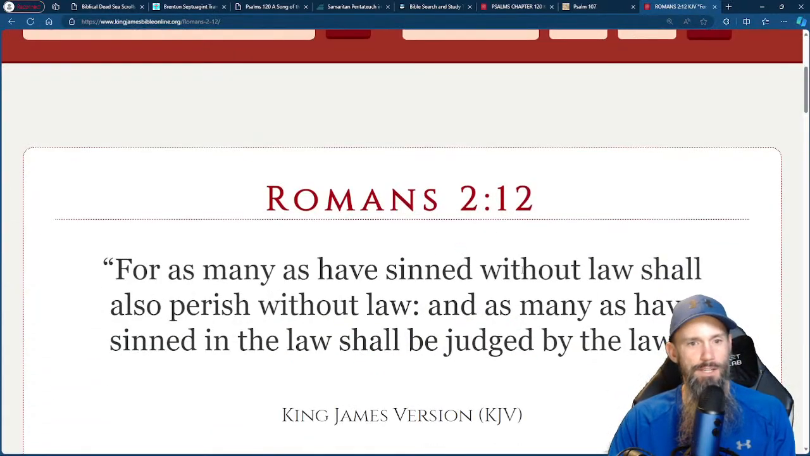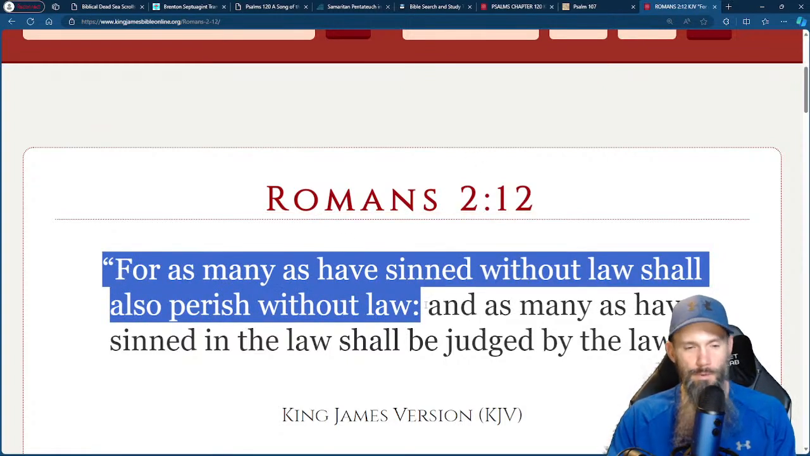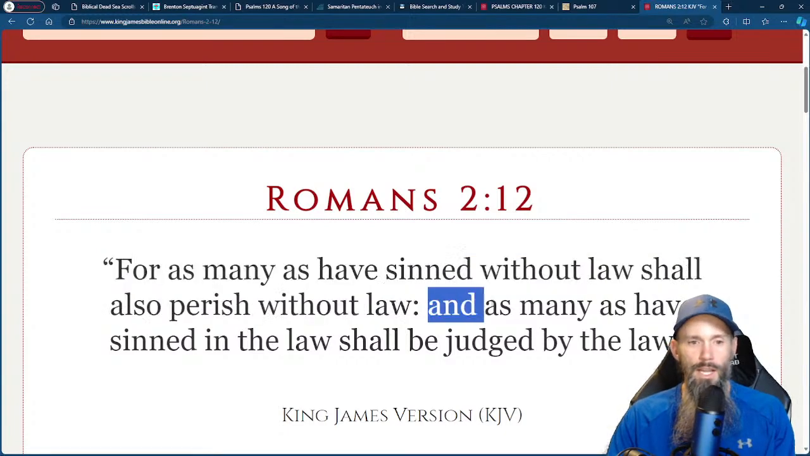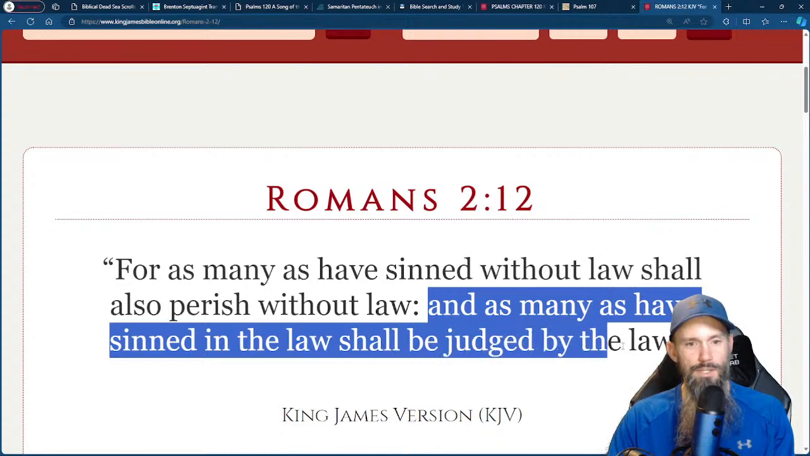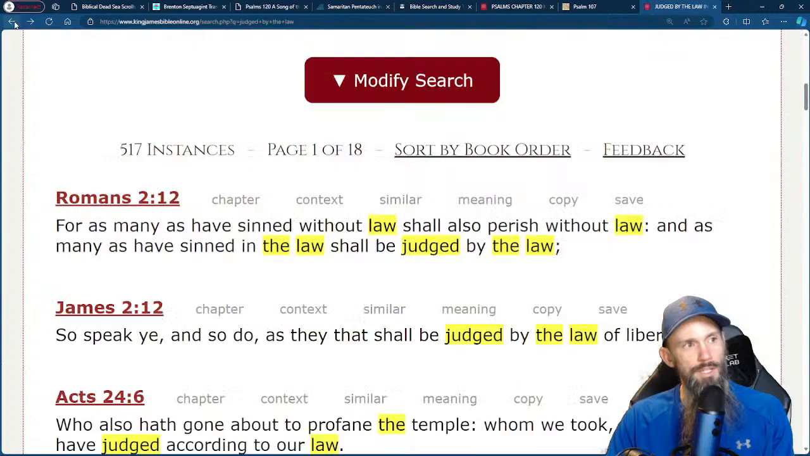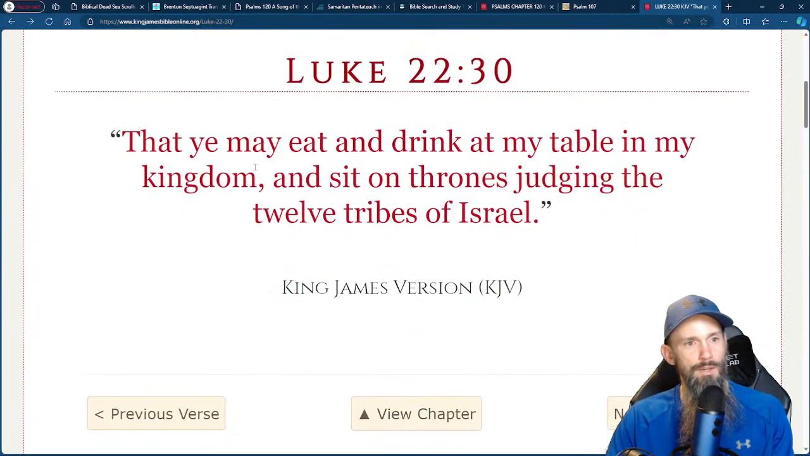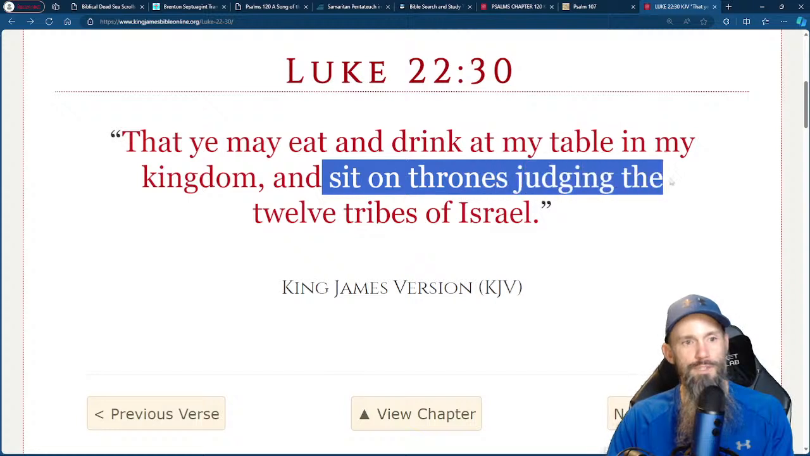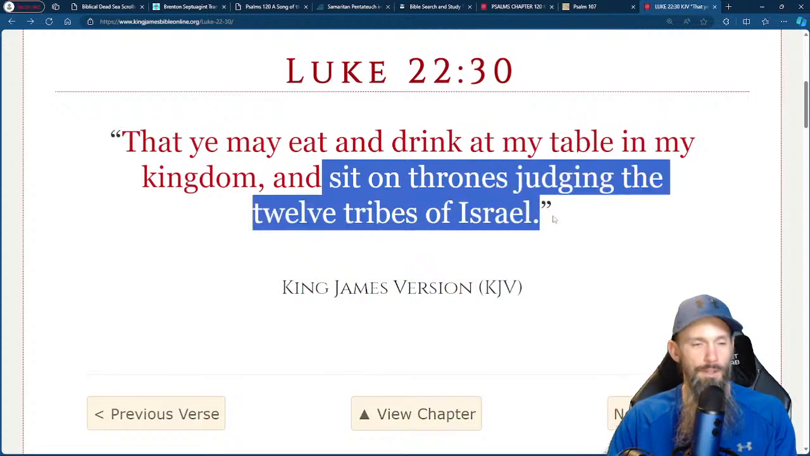Romans 2:12, "For as many as have sinned without the law shall also perish without law." Okay, whoever says the law is done away with, that's for you. All right, I don't want to be mean, but that's what it says. "And as many as have sinned in the law shall be judged by the law." So those of us that know the law still stands, that know we're supposed to be walking by the law, that's for us. Judged by the law. Right? So then you kind of see here. So the apostles are going to sit on thrones judging the tribes of Israel by what? By the law.